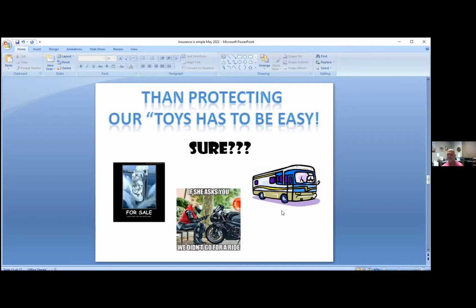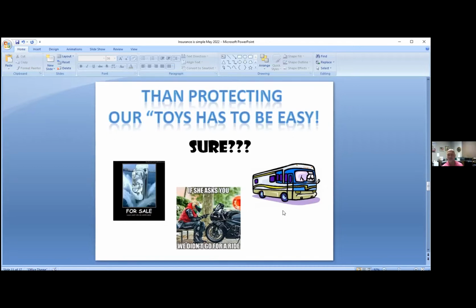Your RV coverage. A lot of people are doing conversions or buying buses and converting those to RVs. Really tough to get those insured. So before people start doing that, they need to take that into account.